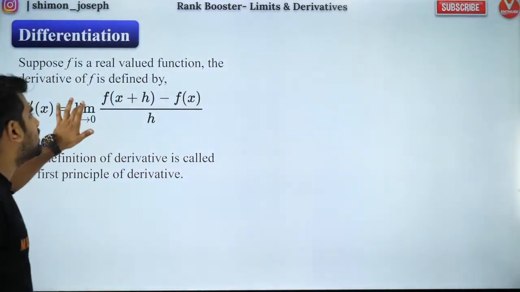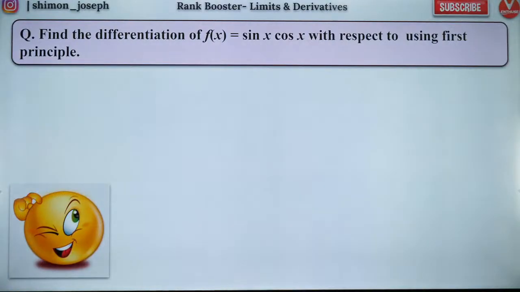Okay, so people, let's move forward. Everybody try to do this question. I want you to tell me the derivative of sin x cos x, and I want you to do it with the help of the first principle method.